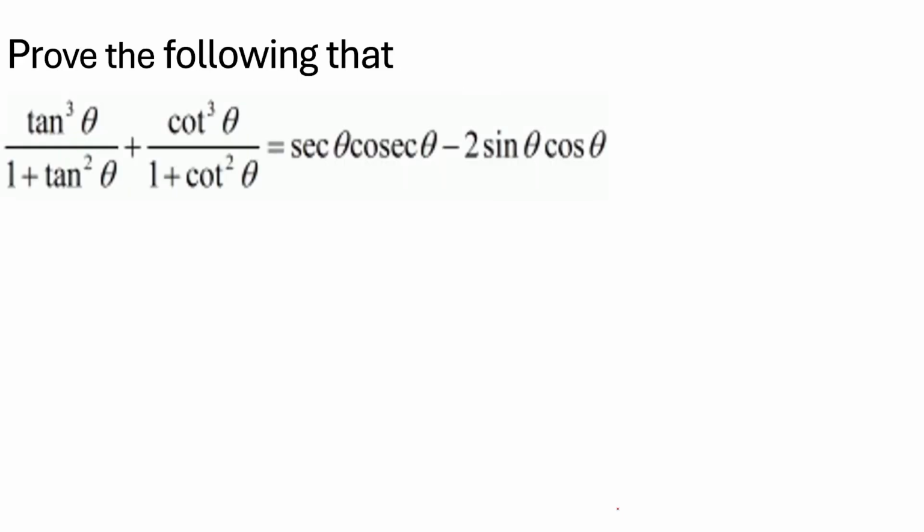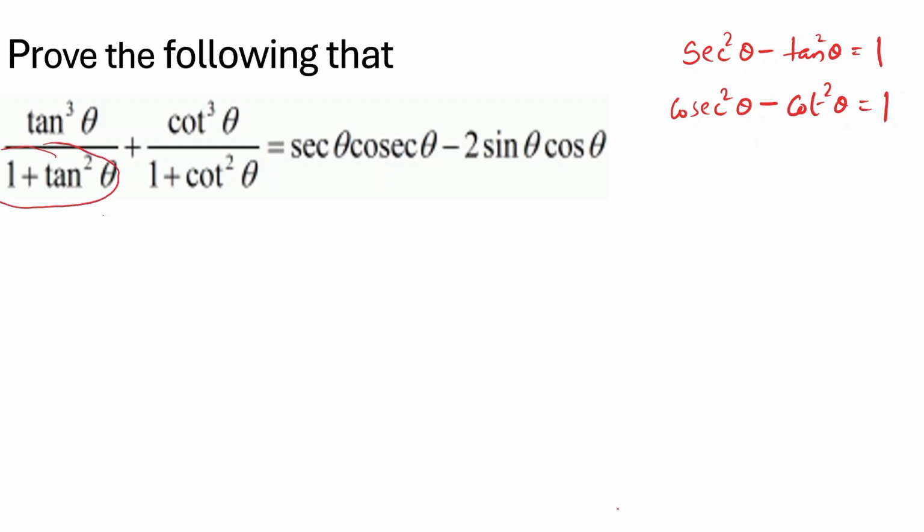Prove the following: tan cube theta divided by (1 plus tan square theta) plus cot cube theta divided by (1 plus cot square theta) equals sec theta cosec theta minus 2 sin theta cos theta. Okay, so you know the identities we always say: sec square theta minus tan square theta equals 1, cosec square theta minus cot square theta equals 1, and one more is sin square theta plus cos square theta is 1. So here we can use 1 plus tan square theta. What is that? Sec square theta minus tan square theta is 1, so 1 plus tan square theta is sec square theta.